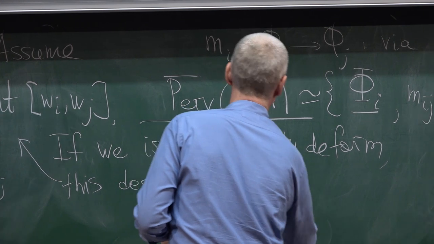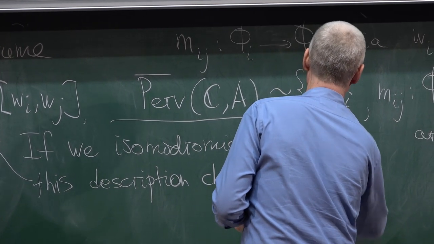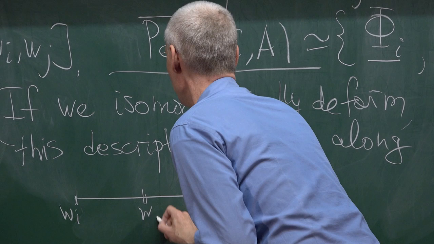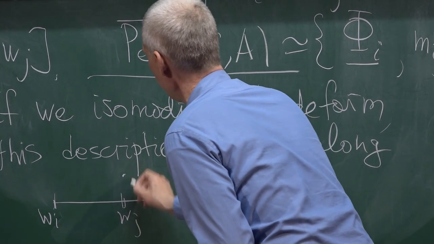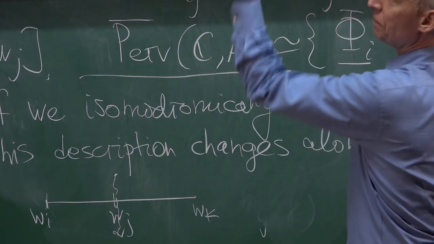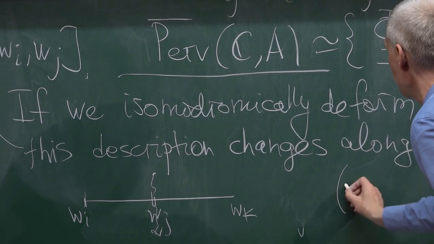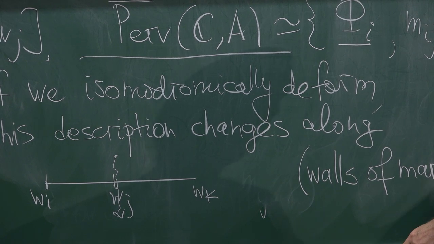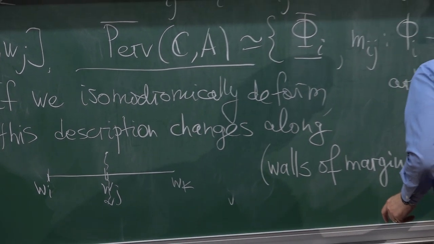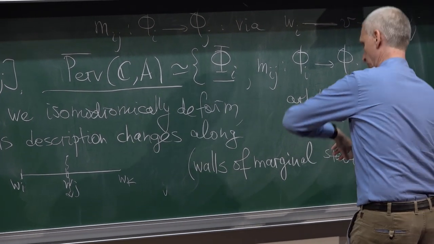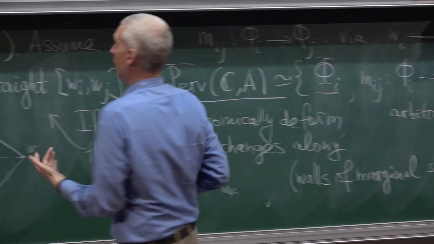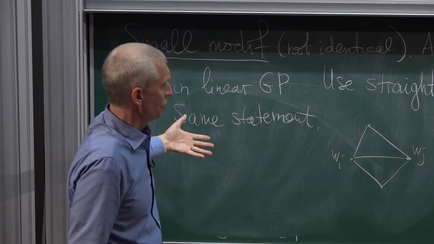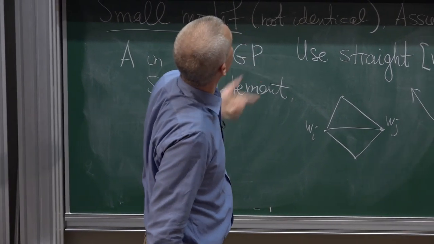changes along, so when we cross this situation, suppose we move those points, wj, wk. Suppose we start here and then move here. Then we change exactly by that formula. And these are called walls of marginal stability in the physical literature. So somehow the thesis is that the infrared data or infrared algebra is a categorified version of perverse sheaves plus insistence on the straight line approach.